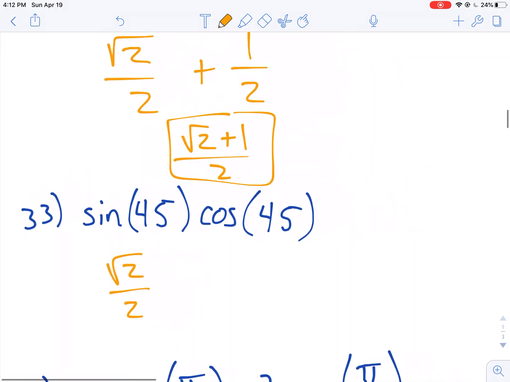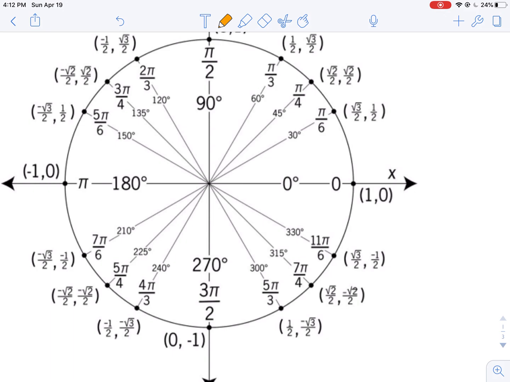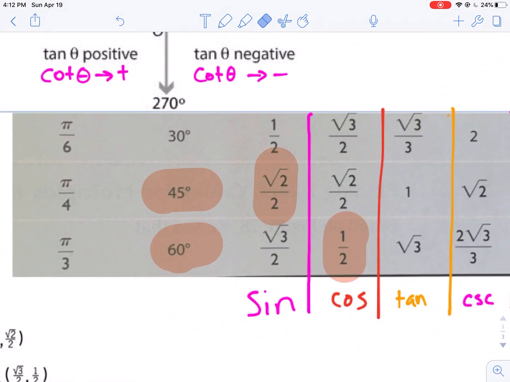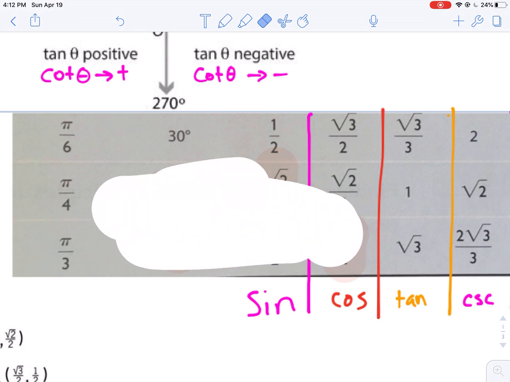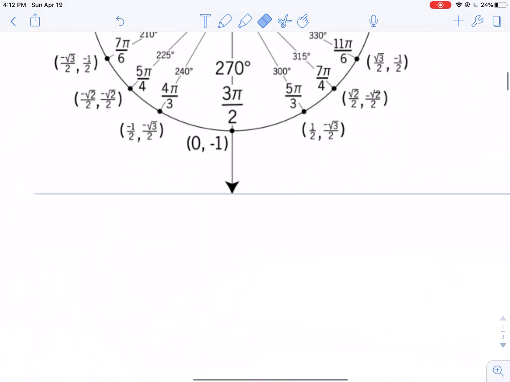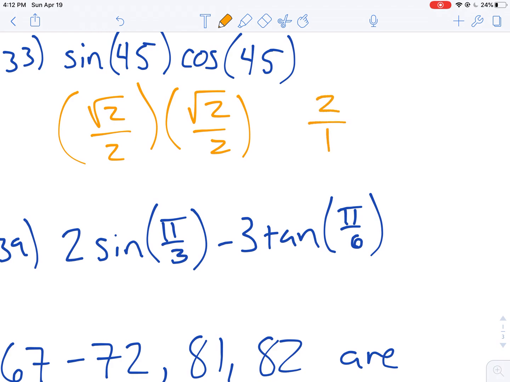The cosine of 45 is up here on this chart. I'm going to look at 45 degrees, and I'm going to see, okay, where's my cosine? Well, my cosine is also going to fall at √2 over 2. That's going to be my answer there. So I'm multiplying this out. I've got √2 over 2 times √2 over 2. This is going to end up being 2 over 4 because I multiply across my numerator and I multiply across my denominator. And that simplifies down to 1/2.